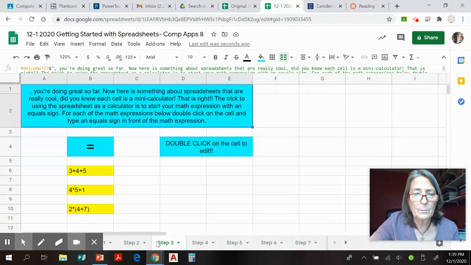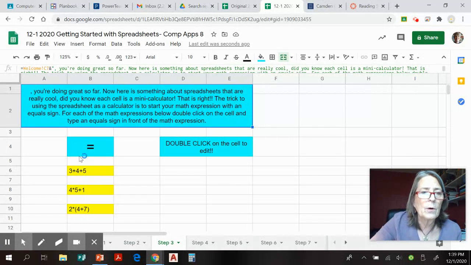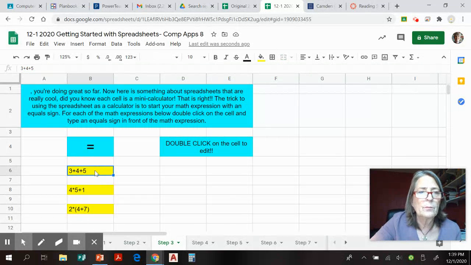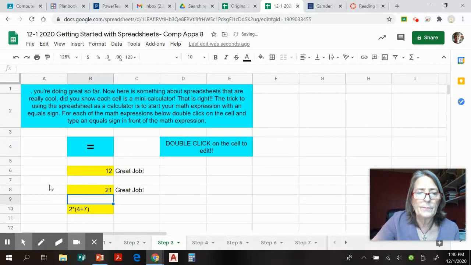Step 3, let's click on the tab down here. This is where we started formulas in the beginning. All right, so again, these spreadsheets are like mini calculators. So all we have to do here is click on each formula and put an equal sign in front of it. Hit enter, and it does the math. 4 times 5 plus 1 is 21. Let's see if that's true. Put an equal sign in front of it. Hit enter.